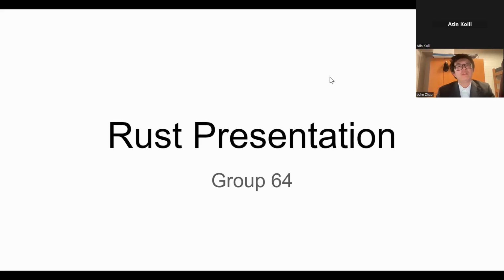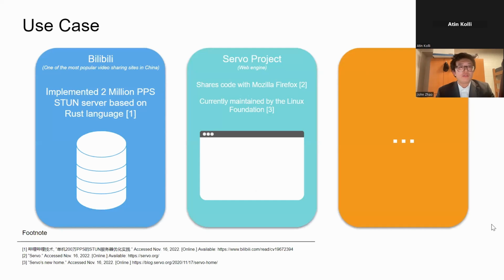Today we are going to talk about Rust. Rust is being widely used in different places. For example, one of the most popular video sharing sites in China, Bilibili, used Rust to implement 2 billion PPS as a TUN server. The Servo project, which shares code with Mozilla Firefox, is also utilizing Rust.